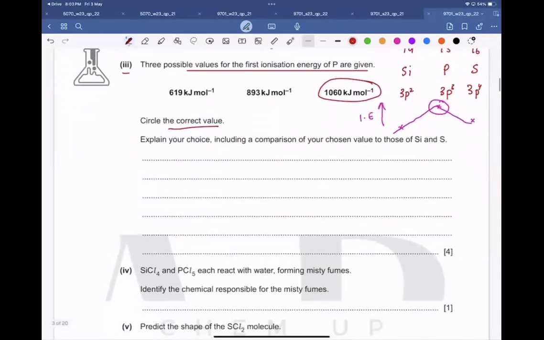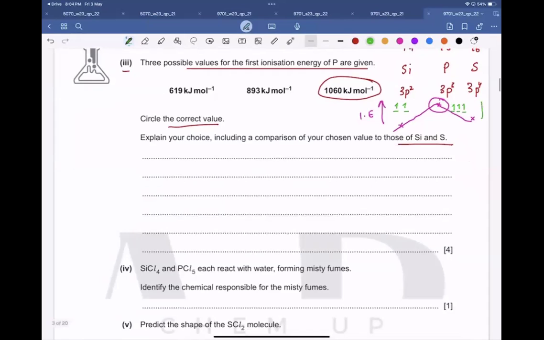Okay. So explain your choice, including a comparison of your chosen value to those of silicon and sulfur. The thing is that in silicon, there are two unpaired electrons in 3p. In phosphorus, yes, there are three unpaired electrons, and in sulfur, there is a pair and two unpaired electrons, right?